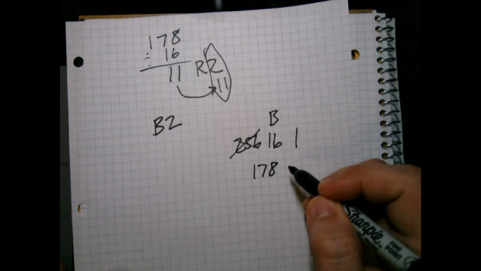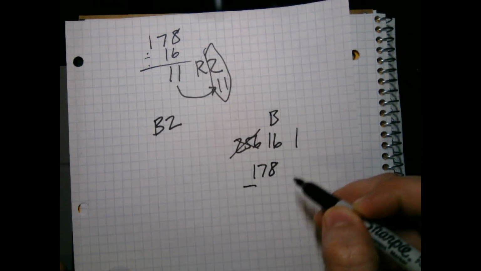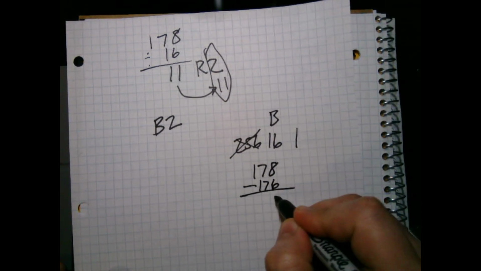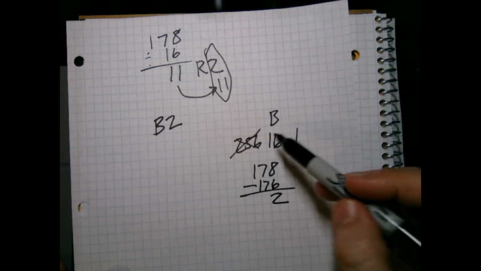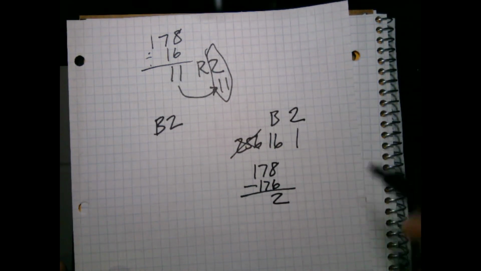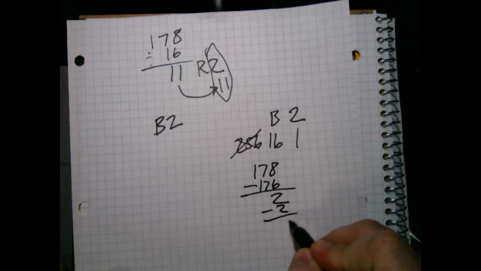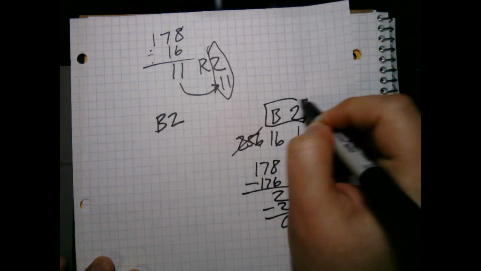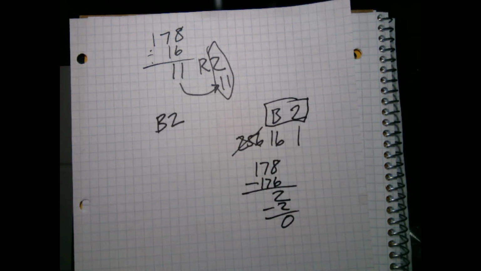And we subtract off that amount then. 16 times 11 is 176. So we're left with 2. And we go to the next column. How many times can 1 go into 2? It can go into the 2 exactly 2 times. We subtract that off. We're left with 0. We hit 0. Now we're done. So then B2 would be our hexadecimal number.